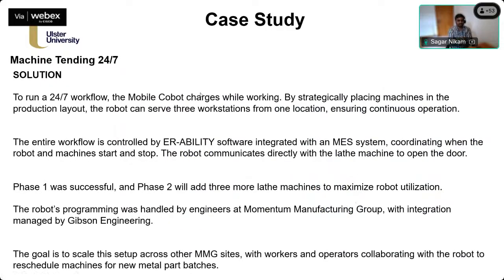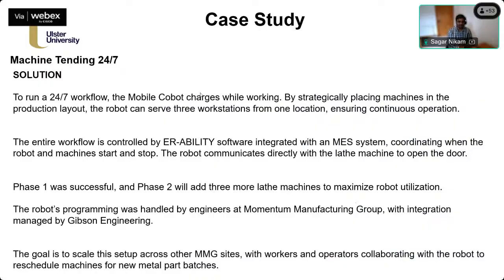The solution the manufacturer wants is to run a 24/7 workflow, using the mobile cobot while working there, and eliminate the use of human beings in every aspect of machining. Currently they were planning it for four lathe machines, but as of now they have implemented it on only one lathe machine. I'm going to show that video in the next slide. The entire workflow was completed by the ER Ability.